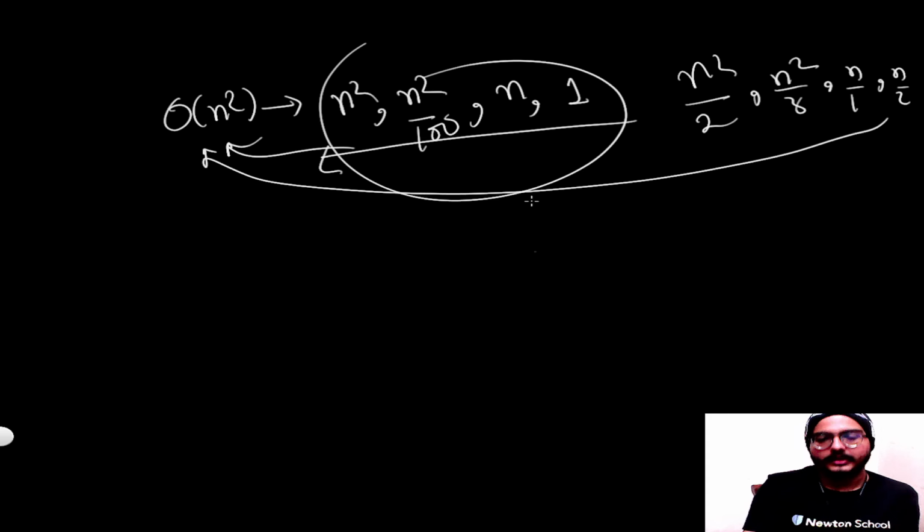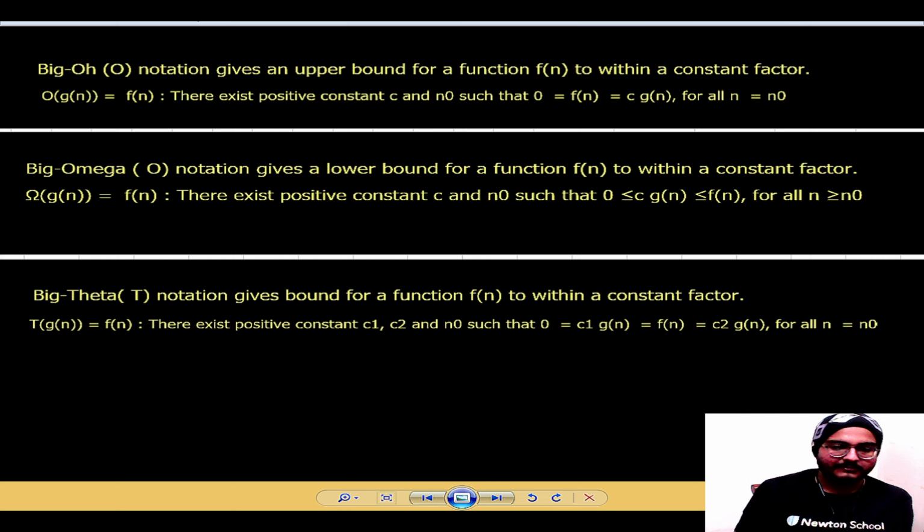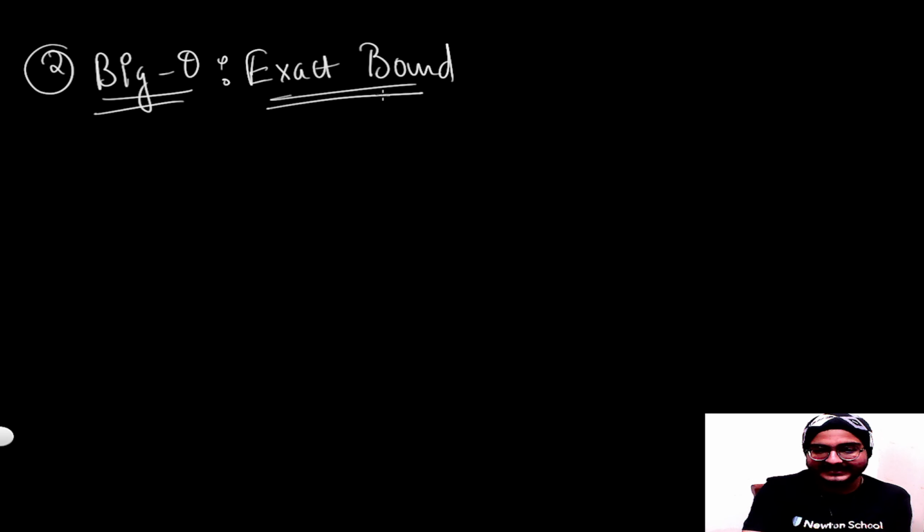Okay. Now let's discuss another time complexity, which is big theta. This represents exact bound for my function. Now what do I mean by exact bound? Let's understand the basic definition of this. Big theta notation gives the bound of a function to within a constant factor. This will represent exact bound.